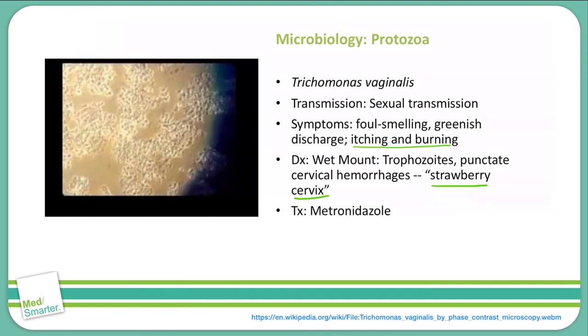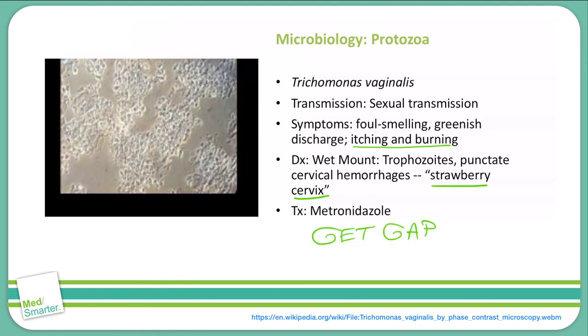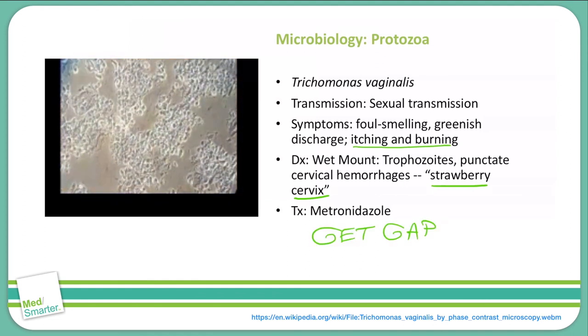Treatment for Trichomonas vaginalis includes metronidazole. Remember, get gap on the metro, so the T in get gap is Trichomonas vaginalis. We will give metronidazole to both the patient that is infected as well as their partner for prophylaxis, as there is a potential that they could continue to spread. Of note, this must be transmitted sexually because the Trichomonas vaginalis protozoa cannot exist outside of the human body because it will not form cysts.